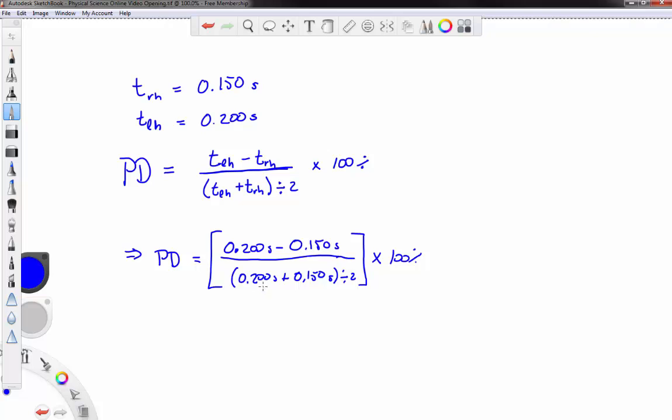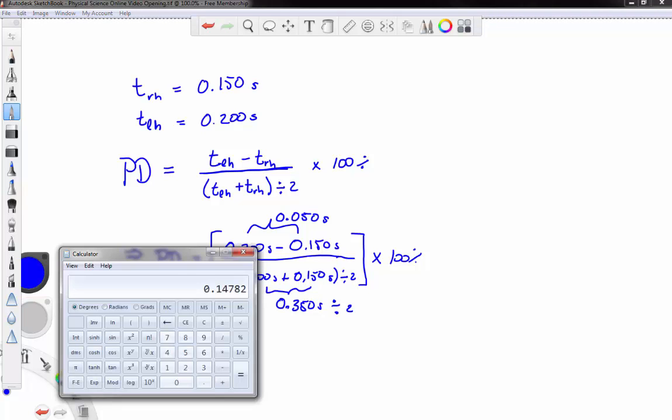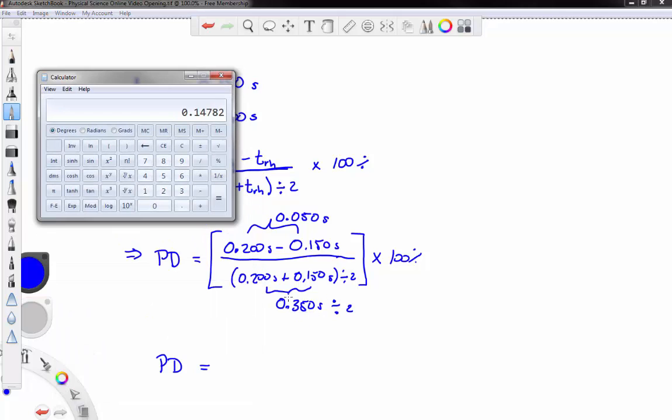So our order of operations is that we add these two numbers together. So 0.2 plus 0.15 gives us 0.350 seconds divided by 2. This top part you can do simultaneously. The difference between 0.2 and 0.15 is 0.050 seconds. So our percent difference, in other words, by doing those two things, we can divide 0.35 by 2, so that should give us 0.175. So 0.35 divided by 2.